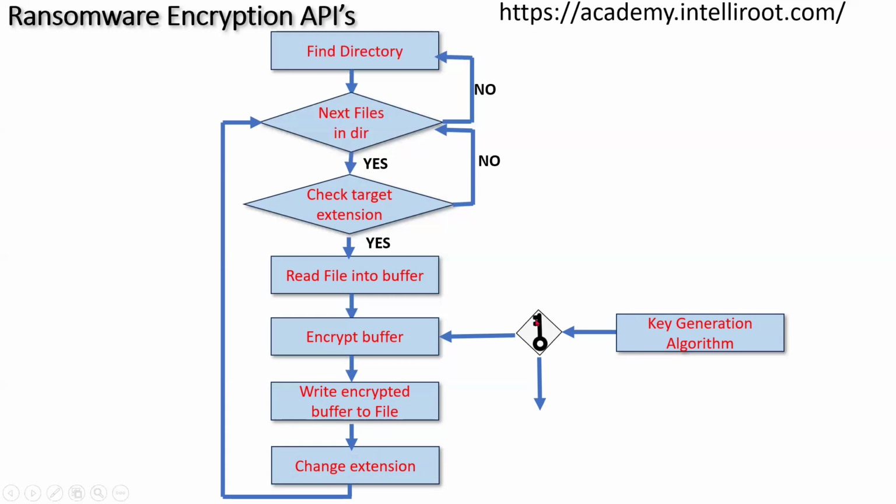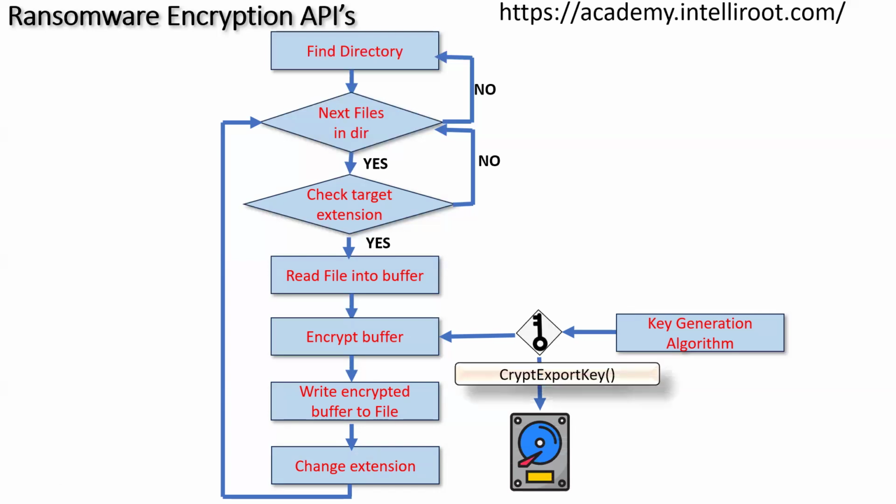Now we see that the key generated on the victim machine is unique to the victim machine. So the ransomware is required to store this key on the victim machine. And the ransomware can store the key generated on the victim machine by using the API CryptExportKey. And this stored key can be later used by the ransomware to decrypt the encrypted files.